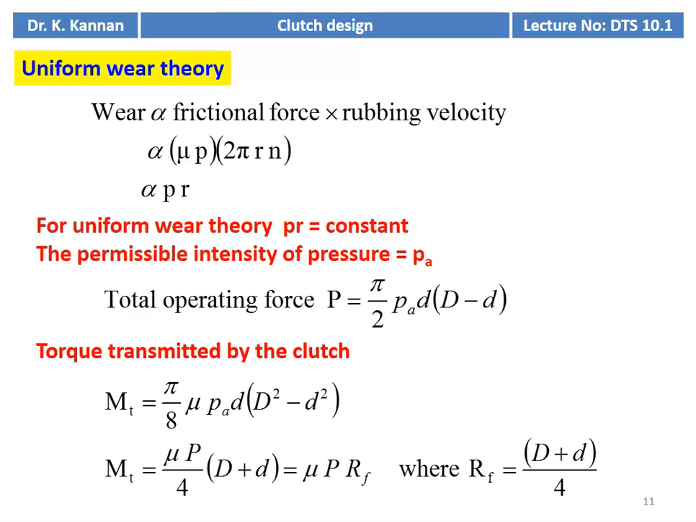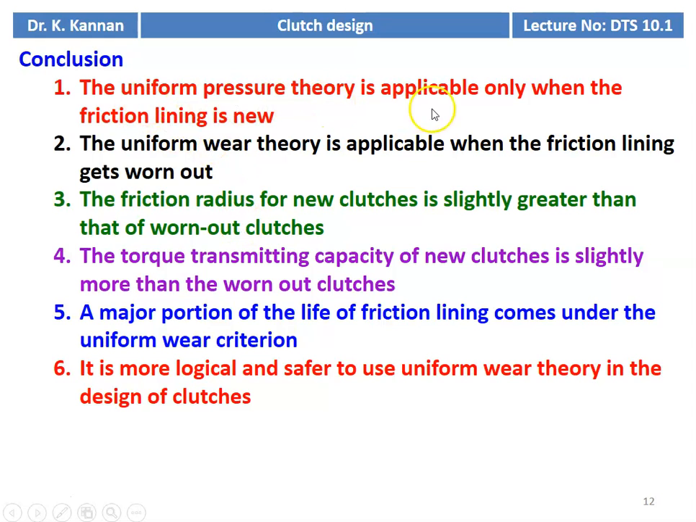So, there are two theories for designing the single plate clutch, the uniform pressure theory and the uniform wear theory, and we will compare these two. Uniform pressure theory is applicable only when the friction lining is new. Because when the clutch is working for a longer time, the uniform pressure theory is not applicable. Uniform wear theory is applicable when the friction lining gets worn out. So, friction radius for new clutches is slightly greater than that of worn out clutches. The torque transmitting capacity of new clutches is slightly more than the worn out clutches. A major portion of the life of friction lining comes under the uniform wear criterion. So, it is more logical and safer to use the uniform wear theory in the design of clutches, because when you design the clutch with uniform wear theory, it is applicable throughout the life of the clutch.